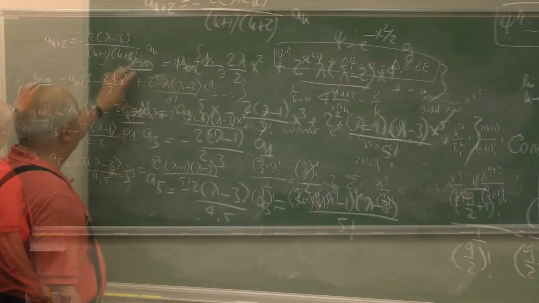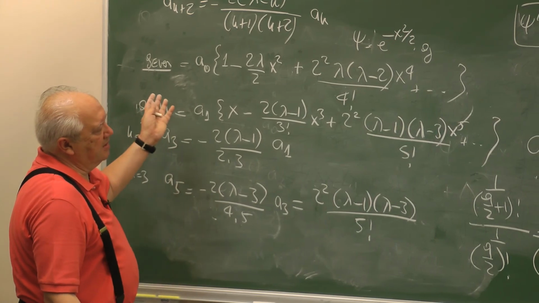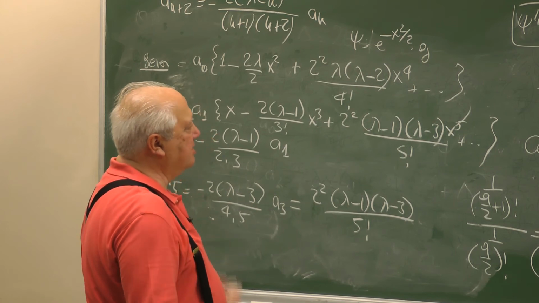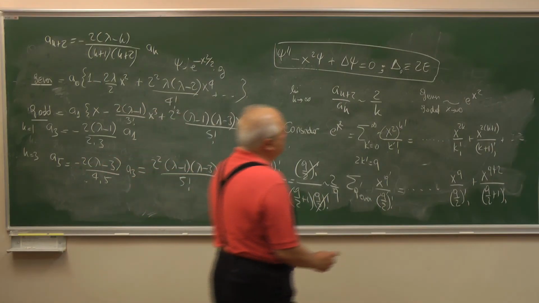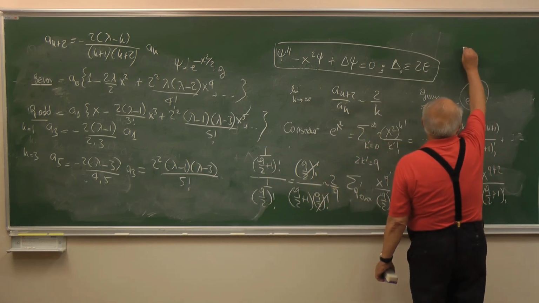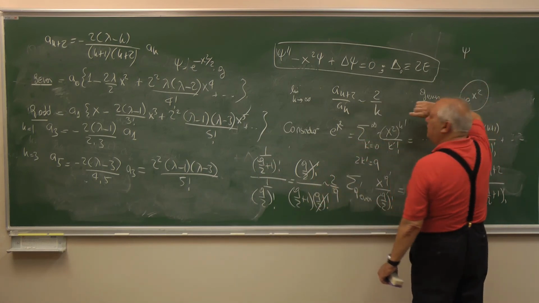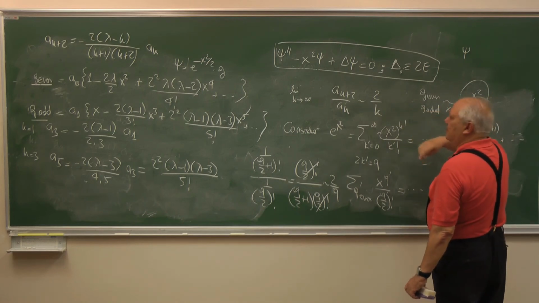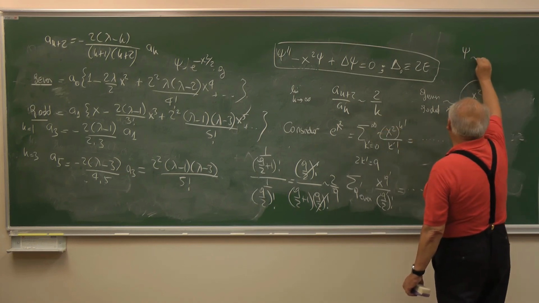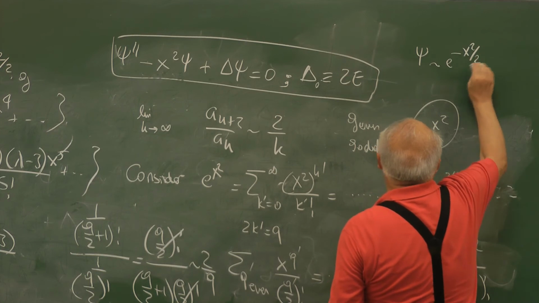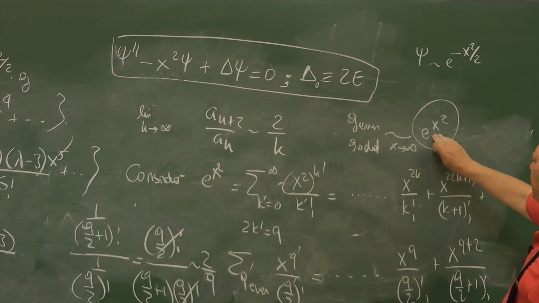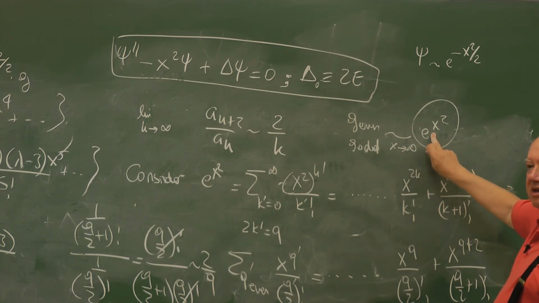Both these series, even and odd, for large x are getting very large, infinitely large, and this is not to be allowed because we found that the asymptotic behavior of psi for large absolute values of x goes as e to the minus x squared over 2. So this should be the dominant term determining the asymptotic behavior, not that one. Therefore, we should stop these series becoming like that.